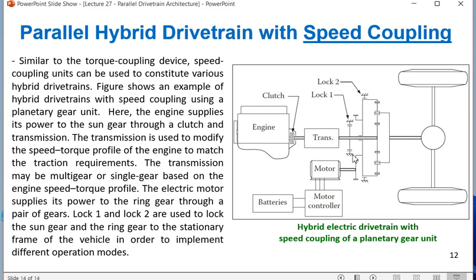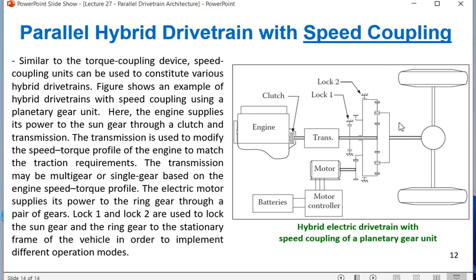Last line is very important. Lock 1 and lock 2 are used to lock the sun gear and the ring gear to the stationary frame of the vehicle in order to implement different operational modes. So this is the diagram of a hybrid electric drivetrain with speed coupling of a planetary gear unit. So this right side with lock 1, lock 2, it looks a little complicated, but with a little practice I think you will be able to pick up this diagram, and you have to show this diagram in the exam also.